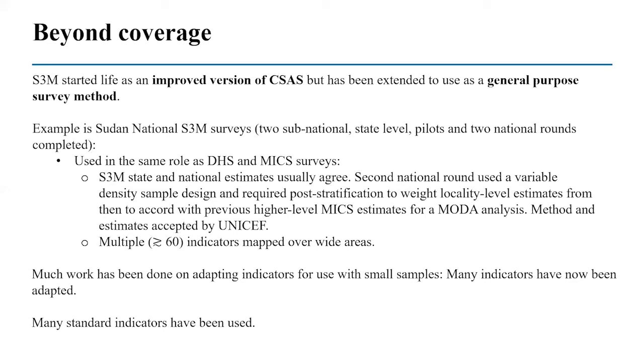So at the mid-level, with the spatial dimension that you only ever get in MICS and DHS surveys, we get agreement. In the second national round, we used a variable density sample design. It was an experimental sample design, and you collected a finer sample where there was a more dense distribution of population centres. This created a bias in the sample, so it simply stopped being easily representative of the population.